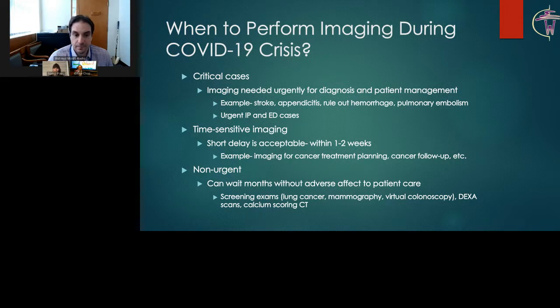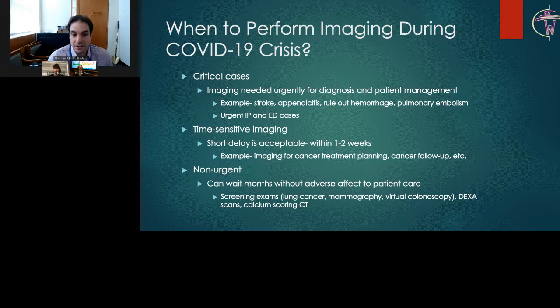So in terms of our elective imaging process, what we've done is we've developed an automated texting system. And within this texting system, we encourage patients to reschedule their elective imaging. We suggest that patients communicate with their ordering physicians to determine the time-sensitive nature of the study, and we provide them with a rescheduling line.